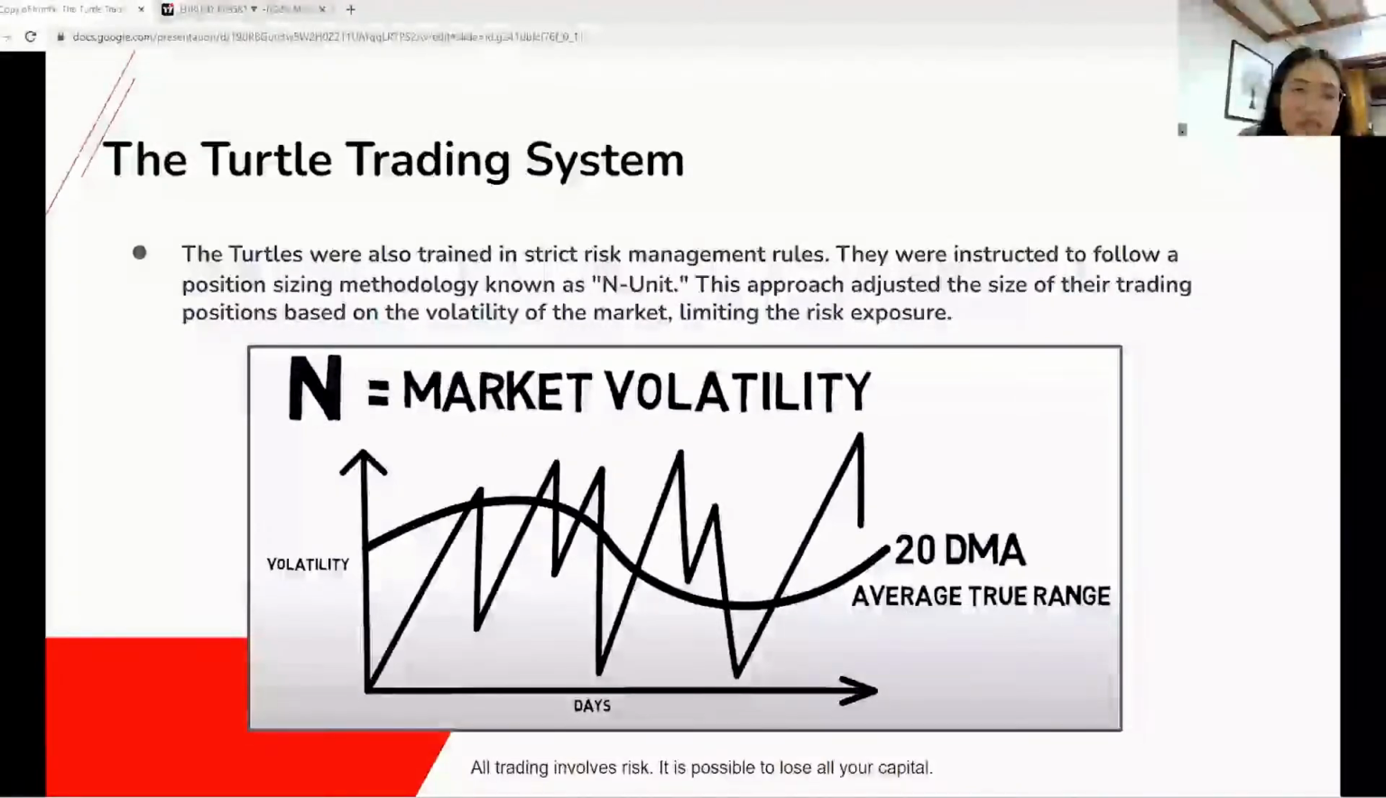After the training period, the turtles were given trading accounts that were funded by Richard Dennis. Then they applied the rules that they had learned, and they began trading his real money.